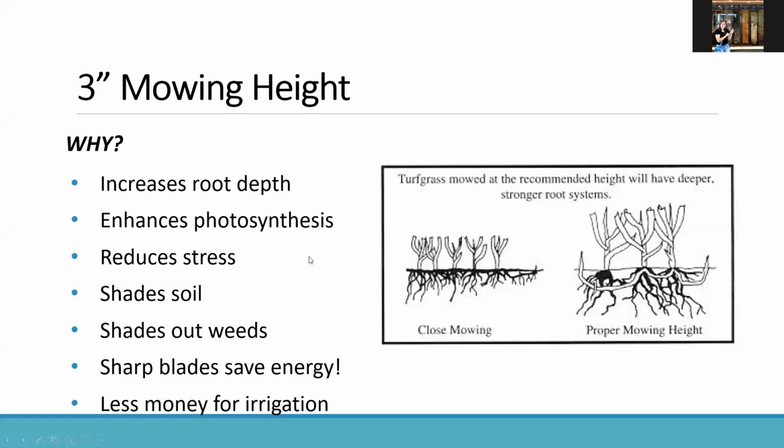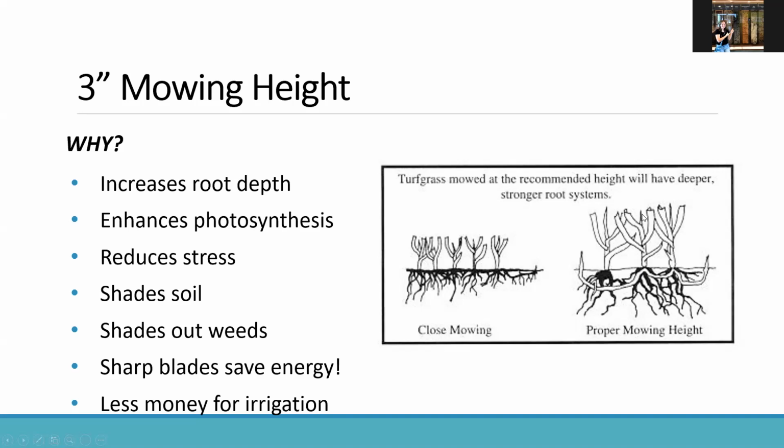The first thing we'll look at with mowing is this 3-inch mowing height. It's really important to mow at 3 inches and not any lower. This is really well demonstrated by this picture on the right. This image shows close mowing on the left side and proper mowing height, which is about 3 inches, on the right side. You'll notice that the grass on the right has really nice, deeper roots and just looks generally healthier, especially below ground. These deeper roots help increase the health of the plant overall.